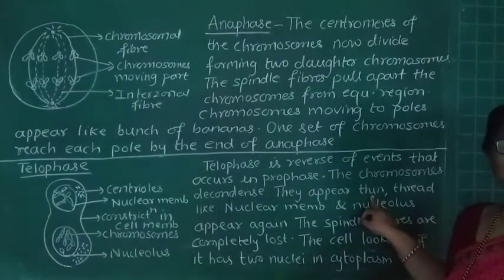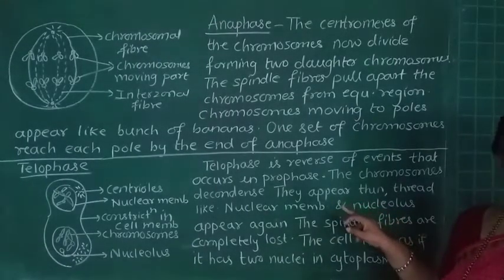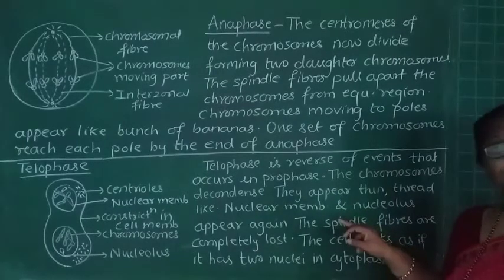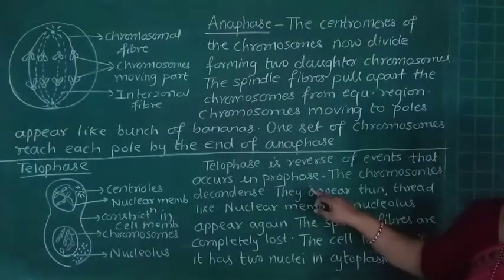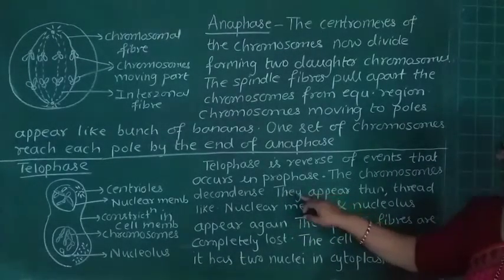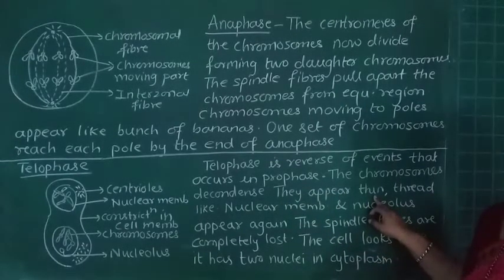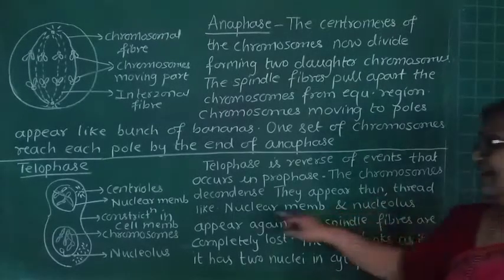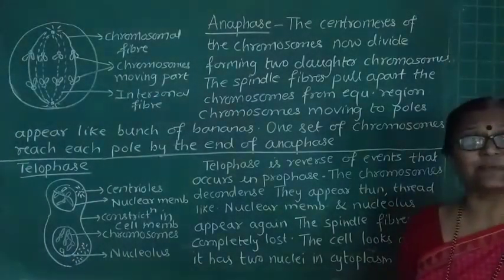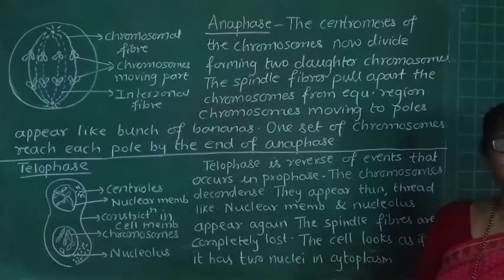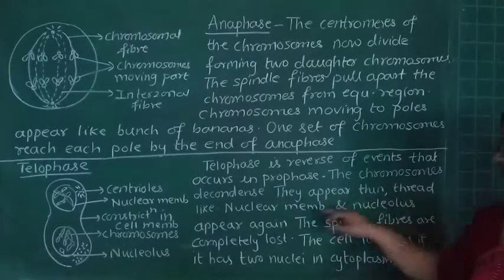In prophase we have seen they appear very thick in structure, and due to thickening they also increase in size. But what happens here in the telophase? It is exactly opposite to that of the prophase. They appear very thin and thread-like. Before that, in prophase, we have seen that they appear thick and bulky in nature. But here they appear very thin and thread-like.